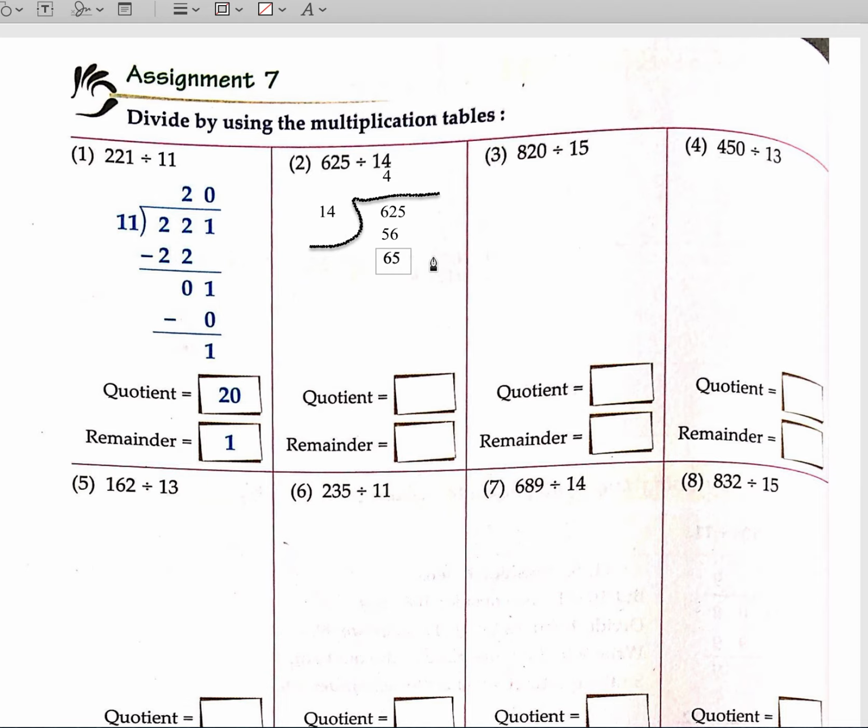So now it's 65. And again we will do 14 into 4 because 14 into 5 is equal to 70. So 14 into 4 again, which is 56. So we bring down 56 and then we will minus. So 65 minus 56 is equal to 9. So now the quotient is 44. The quotient is 44 and the remainder is 9.